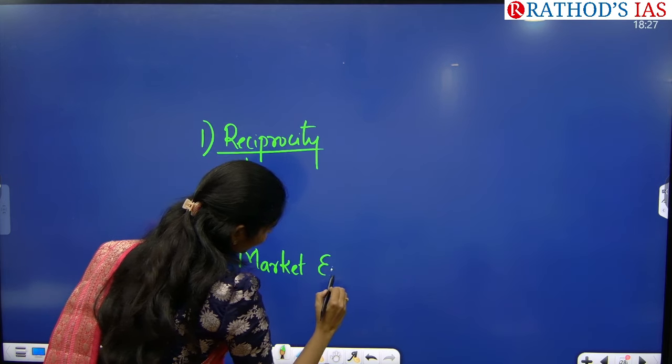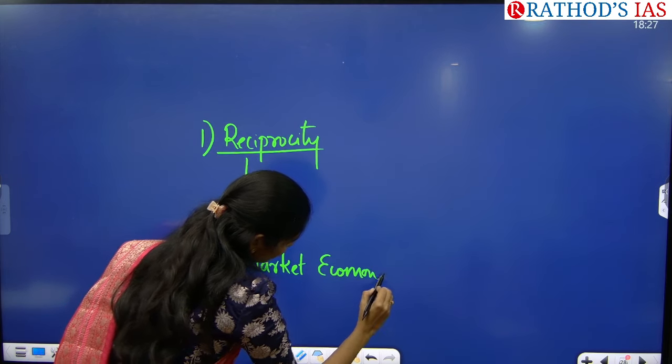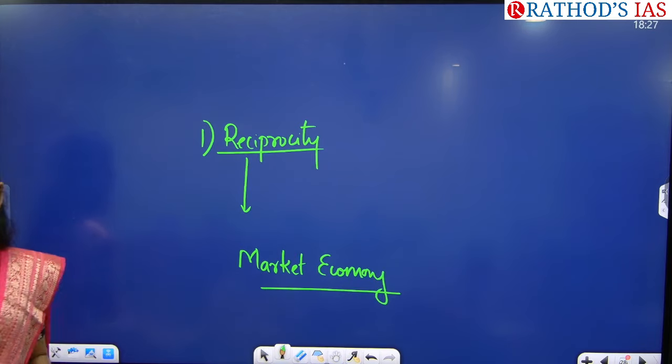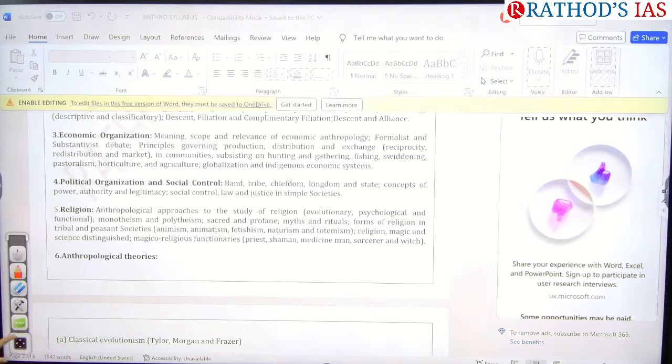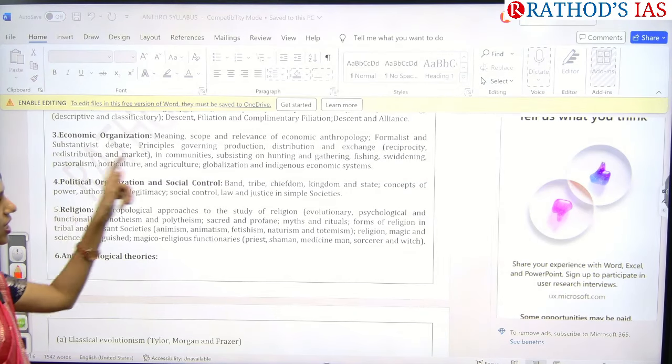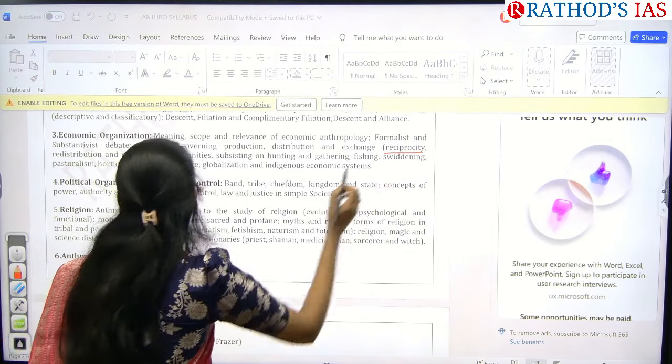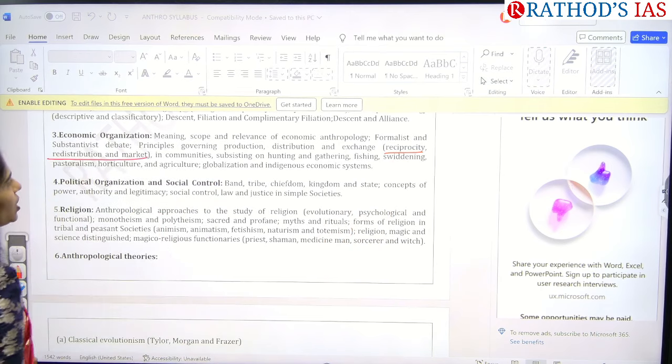What is this market economy? We purchase goods and services in the market. In exchange, we give money so that everyone will be satisfied. So in this way, we have three types of production, distribution and exchange. The first one is reciprocity, the second one is redistribution, and then market.